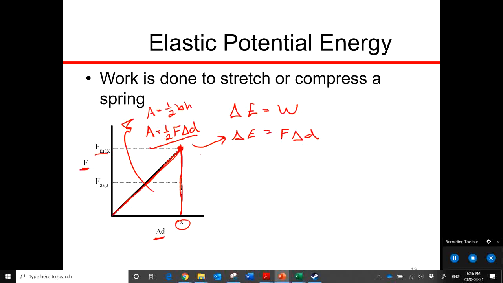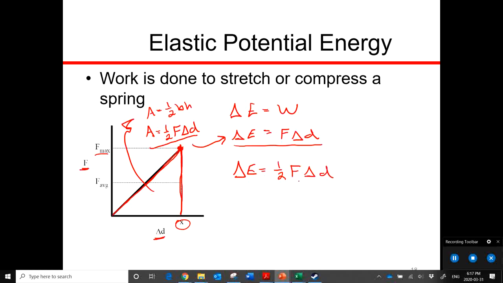Now, in the equation to the right here that we've used previously, we assume we have a constant force. Force is not constant anymore, so that's why we have this term of 1/2, because we're looking at the average force, not the maximum force that is applied. So this equation then becomes delta E equals 1/2 force times the change in distance.